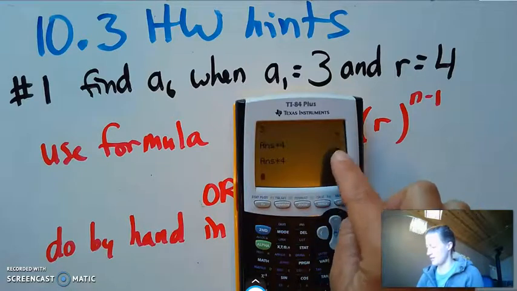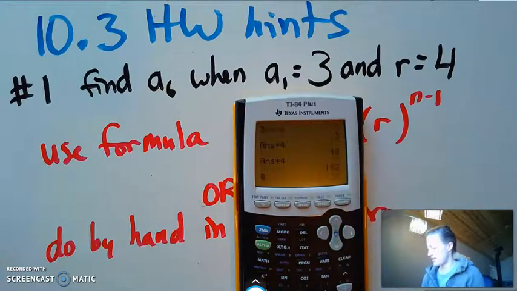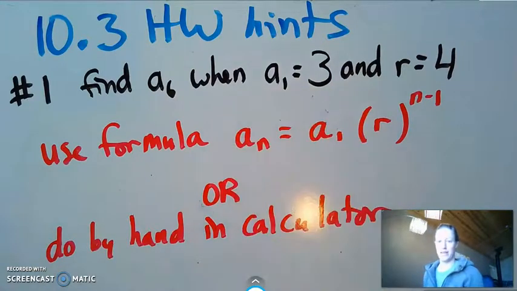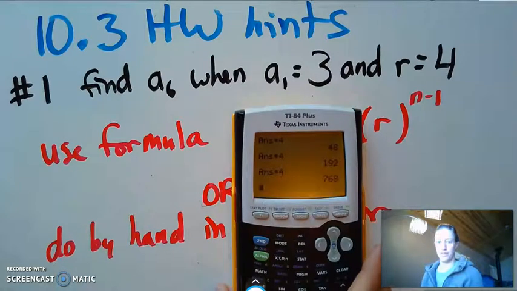So here's the first one, second one, third one, fourth, fifth, sixth. And so that's another way to get it kind of by hand in the calculator if you have a short one.